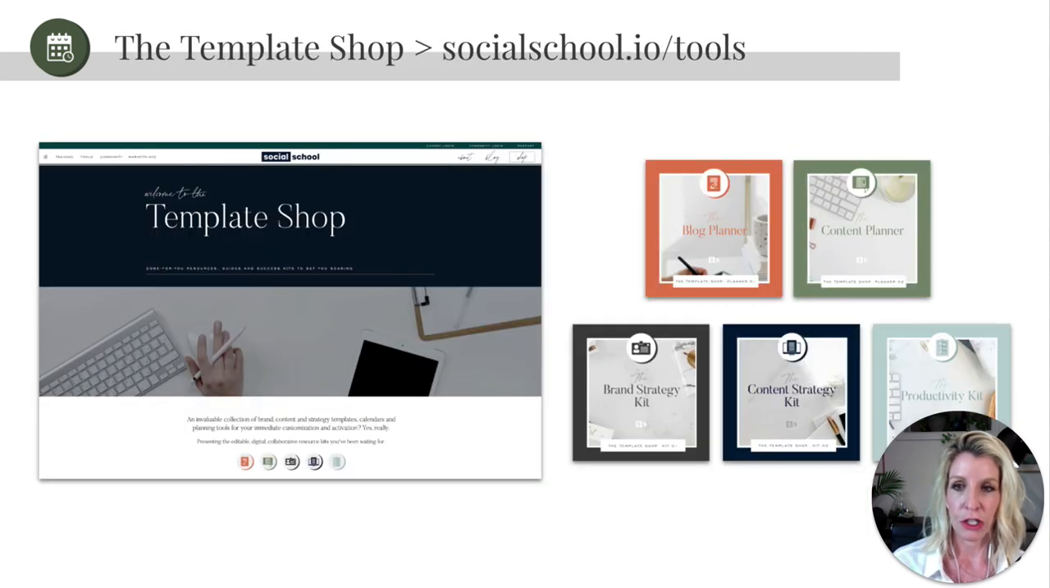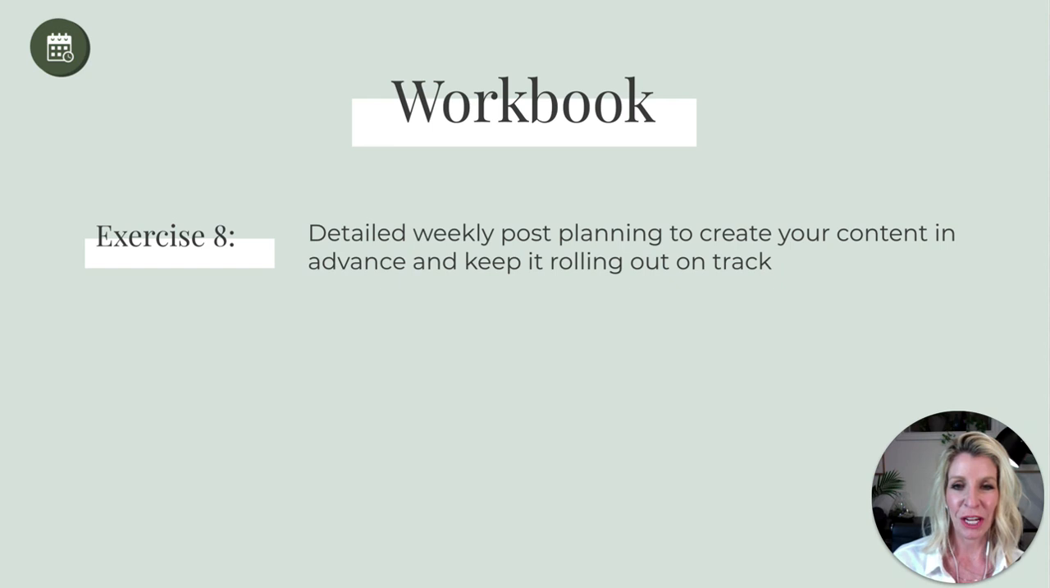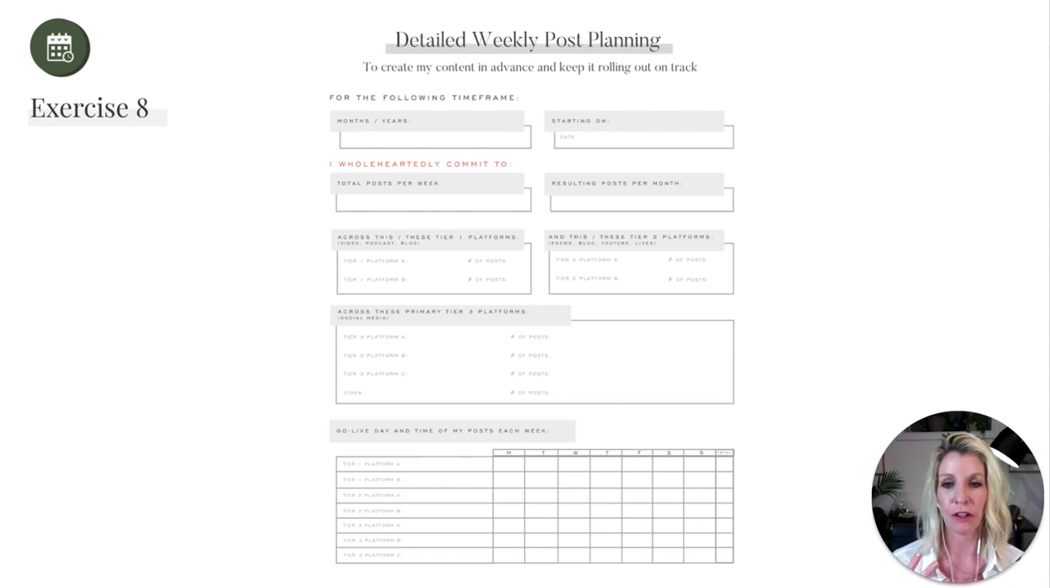Stages of production. There's a few other tools for you if you're interested in the tool shop, but the blog planner and the content planner and the content plan or content strategy kit are the big ones that we're talking about here today that could be really helpful for you if needed. So here we go. Detailed weekly post planning in order to create your content in advance and keep it rolling out on track. So we're going to take the exercises that we did in module 2 and just go a little bit deeper here and talk about, again, for the following time frame.